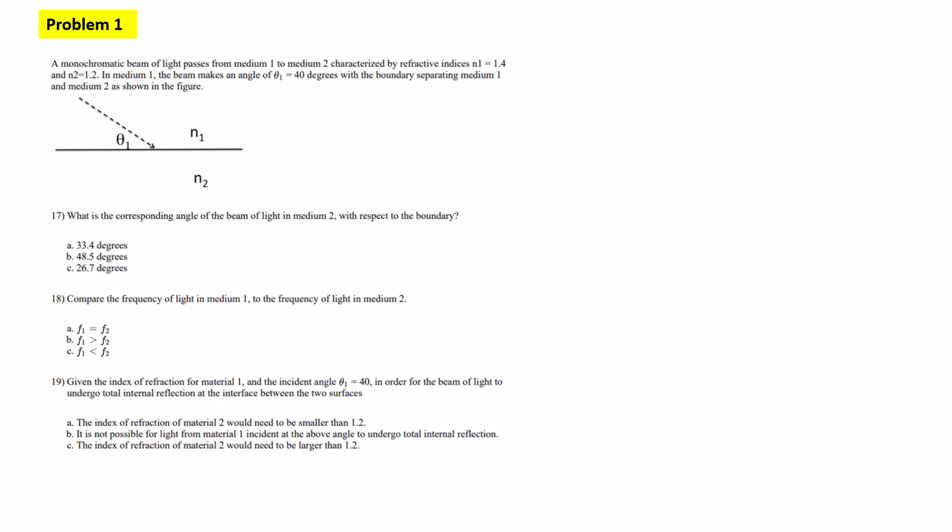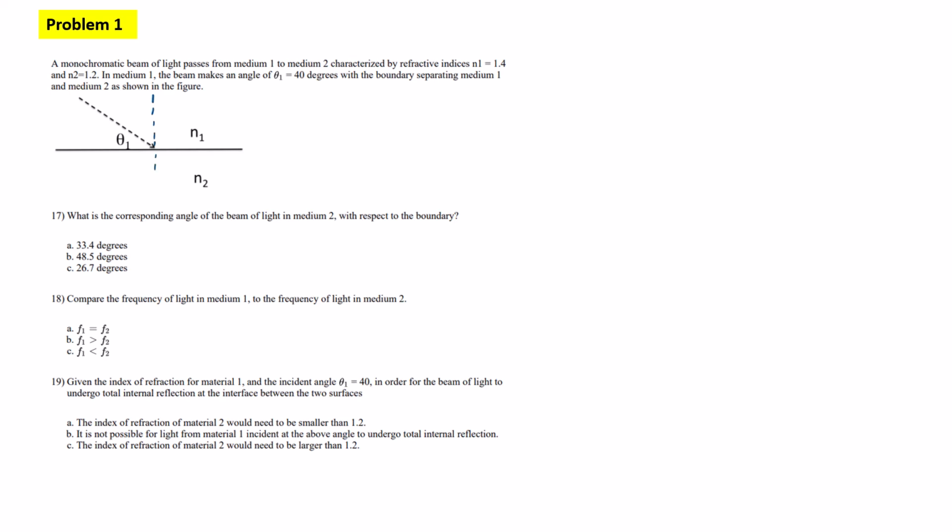All right, here's our first problem. It says a monochromatic beam of light passes from medium 1 to medium 2, characterized by refractive indices N1, which is 1.4, and N2 is 1.2. In medium 1, the beam makes an angle theta 1, equal to 40 degrees, with the boundary separating medium 1 and medium 2, as shown in the figure. Our first question is, what is the corresponding angle of the beam of light in medium 2 with respect to the boundary? So this looks like a Snell's law type of problem.